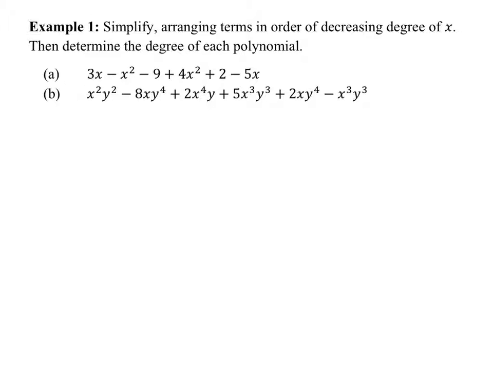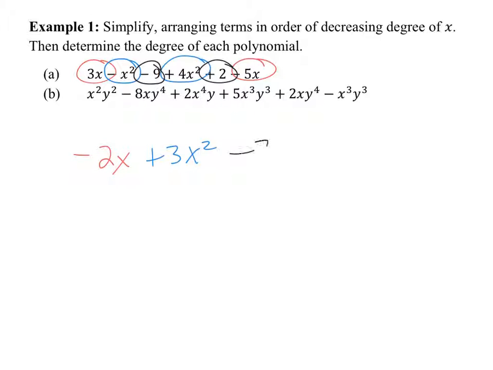So the first one we're going to recognize right away that we have like terms, the 3x minus 5x is going to give us a negative 2x. Then I have a negative x squared and a positive 4x squared, which gives me 3x squared. And then finally, I've got the negative 9 and the positive 2 gives me negative 7.